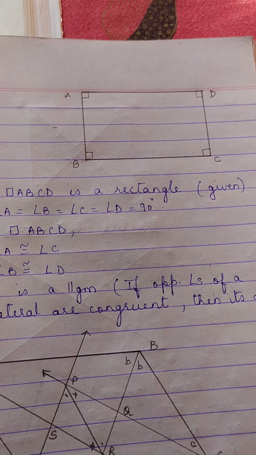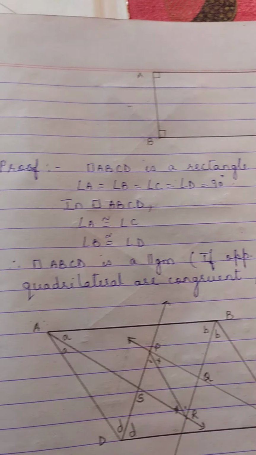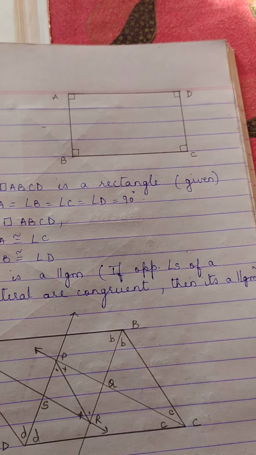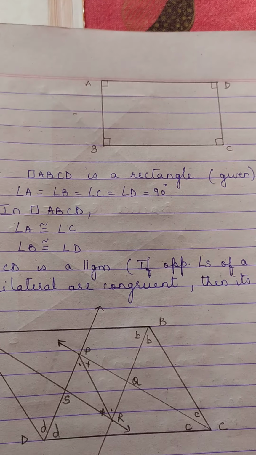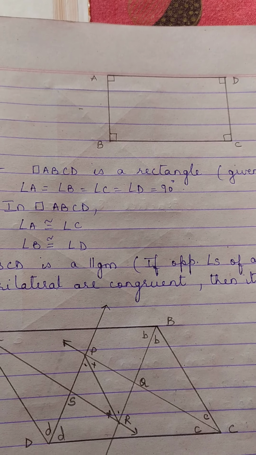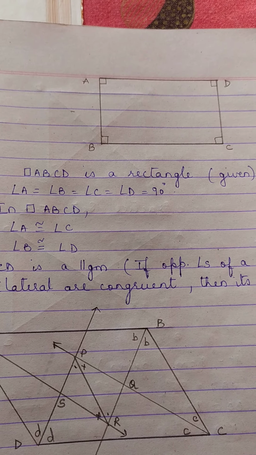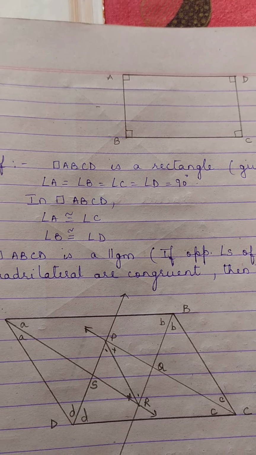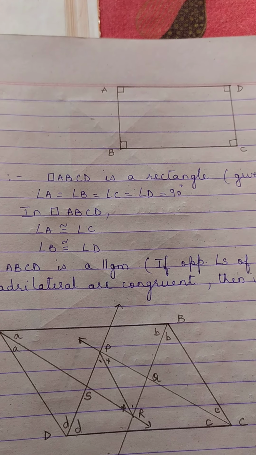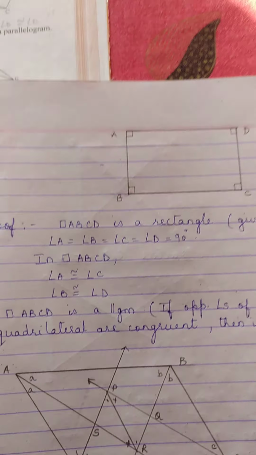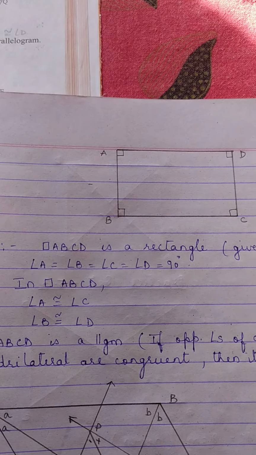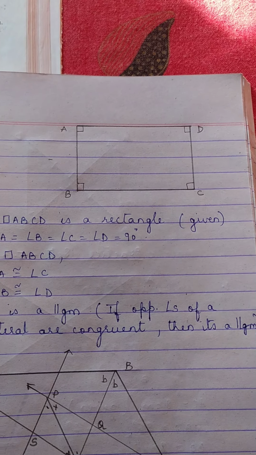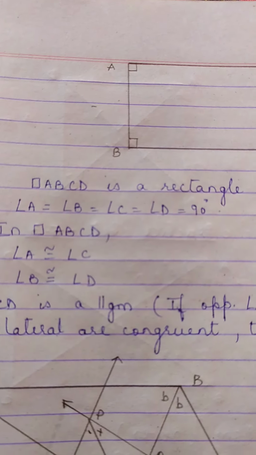Now, in quadrilateral ABCD, all angles are 90 degrees, because it's a rectangle. Now, since all angles are 90 degrees, you can write angle A congruent to angle C, angle B congruent to angle D. Therefore, it's a parallelogram. What is the condition for a quadrilateral to be a parallelogram? If opposite angles of a quadrilateral are congruent, we know then that it's a parallelogram. Therefore, the rectangle is a parallelogram.